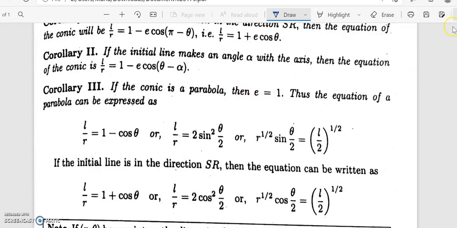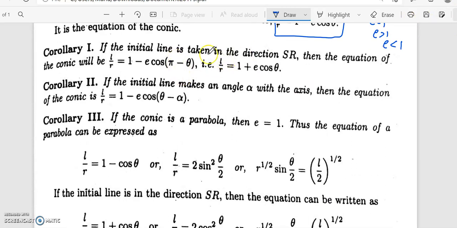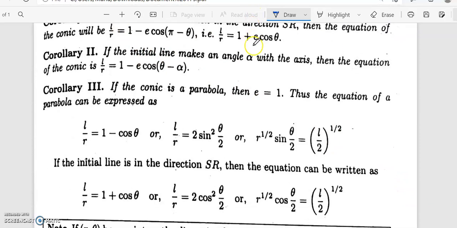So let us look at the case for the equation of parabola when you have these conditions. The first one is when the initial line is taken in the opposite direction, so we will have L by R equal to 1 plus E cos theta. E being 1, we will get the equation to be 1 plus cos theta. So 1 plus cos theta will be 2 cos square theta by 2. So the equation will be in this form.